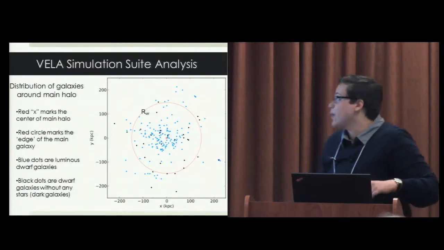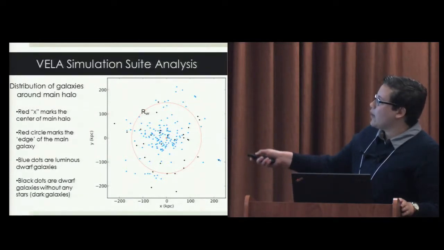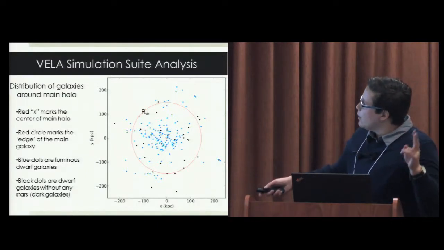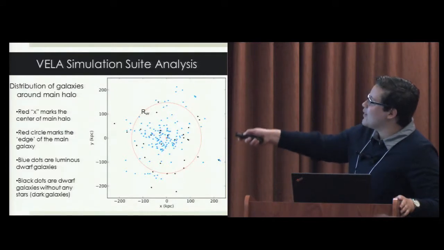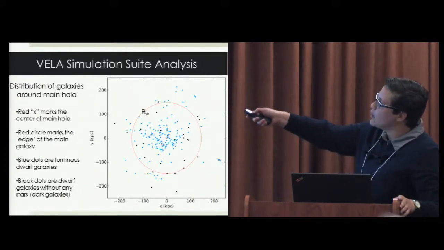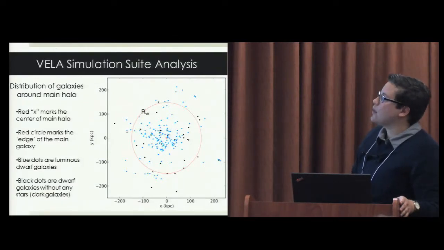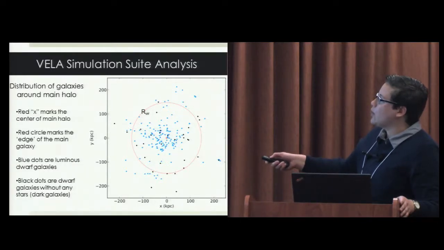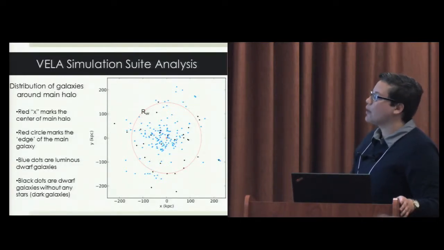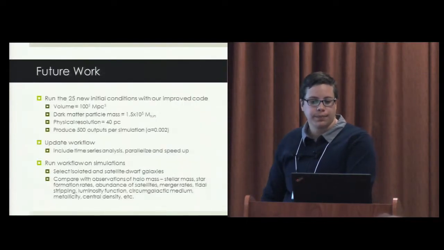And the only result that I'll show here is just the distribution of satellite galaxies around one of the main halos. So you can see here's the center of that galaxy, here's the virial radius, or the edge-ish, kind of. There are no edges to galaxies, but the edge of this main galaxy. And in blue are all the luminous dwarf galaxies, and in black are all the dwarf galaxies that did not form any stars. So you can see that there doesn't seem to be a specific distance relationship between the two. It's not like all the dark galaxies are within the virial radius. And I have a lot more results about these galaxies on my poster.